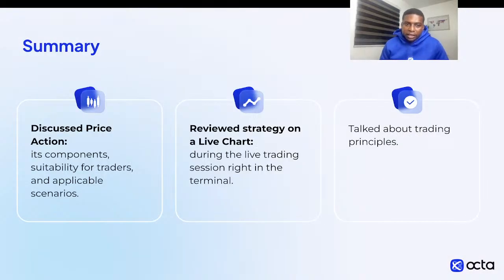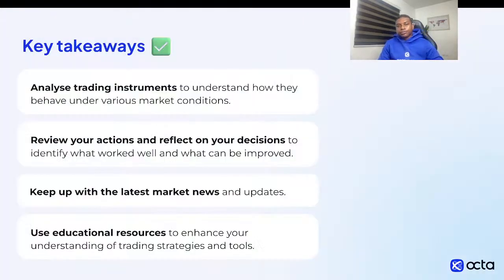A quick summary here is that we've discussed price action, and it's compatible and suitable for all traders and applicable in various scenarios. And then of course, please don't forget the risk management rules that were stated earlier.